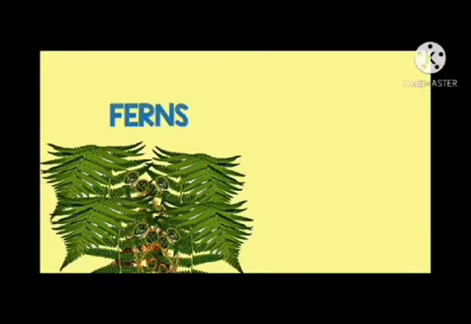The example is ferns. They live in damp areas and do not have real roots or leaves.